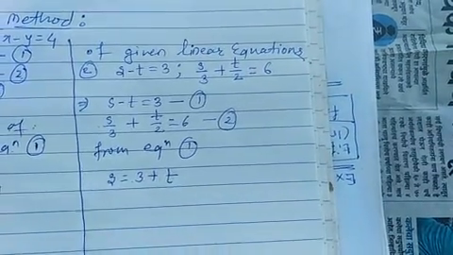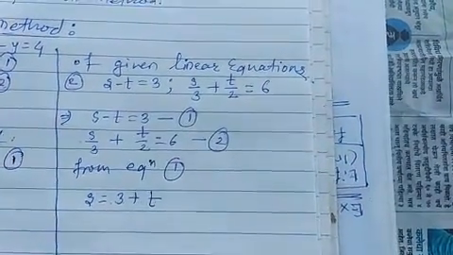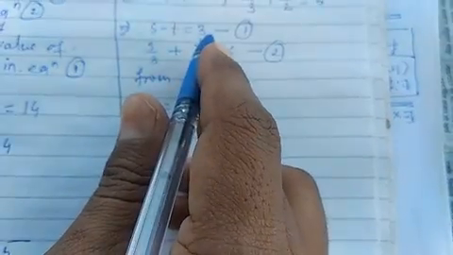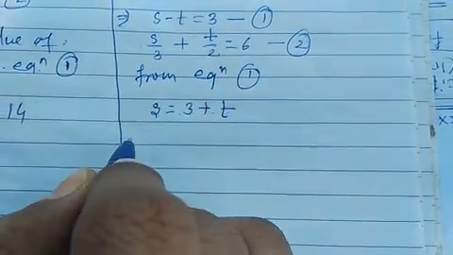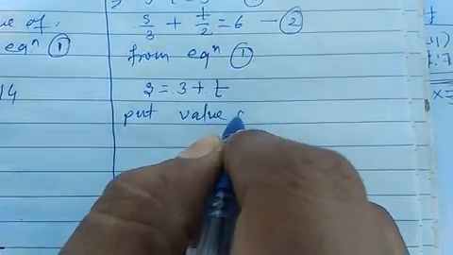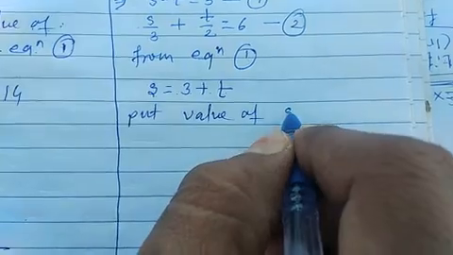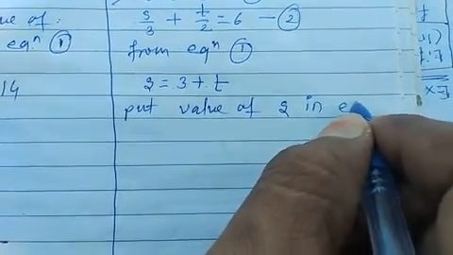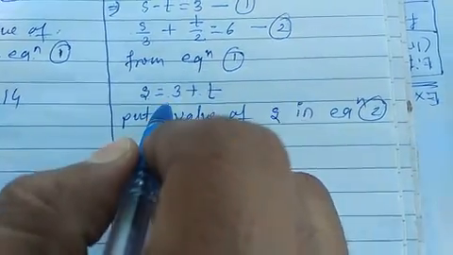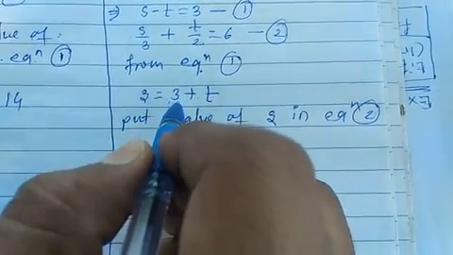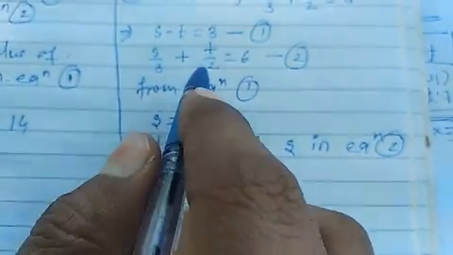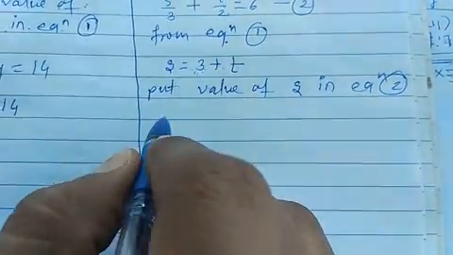So now this we have solved from equation number first. We solved this using which equation? Using equation number first. So I will write: put the value of s in equation second. Why? Because this we have solved from equation number first, and that's why we will put this value in equation number second. So I will write here what is equation number second.